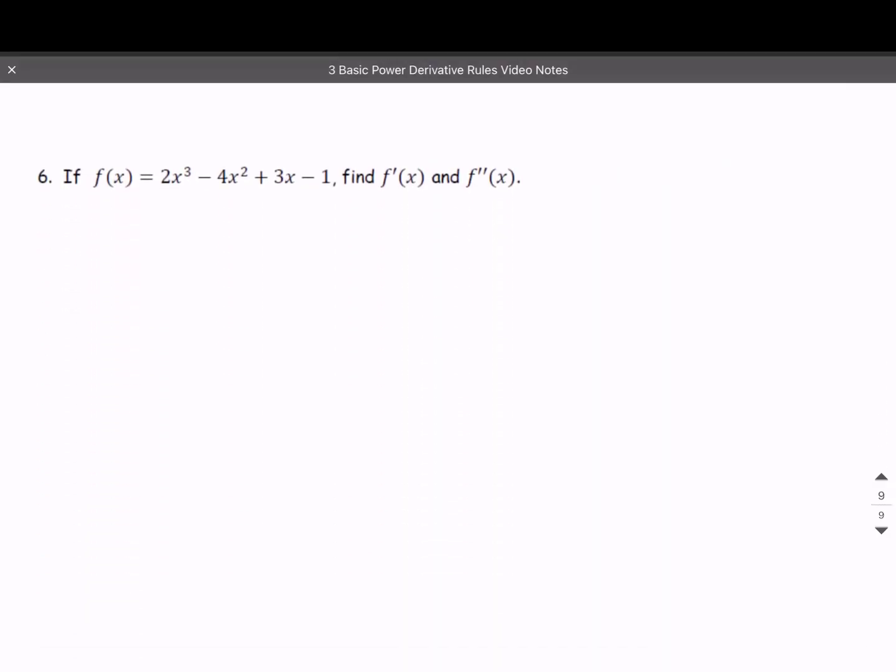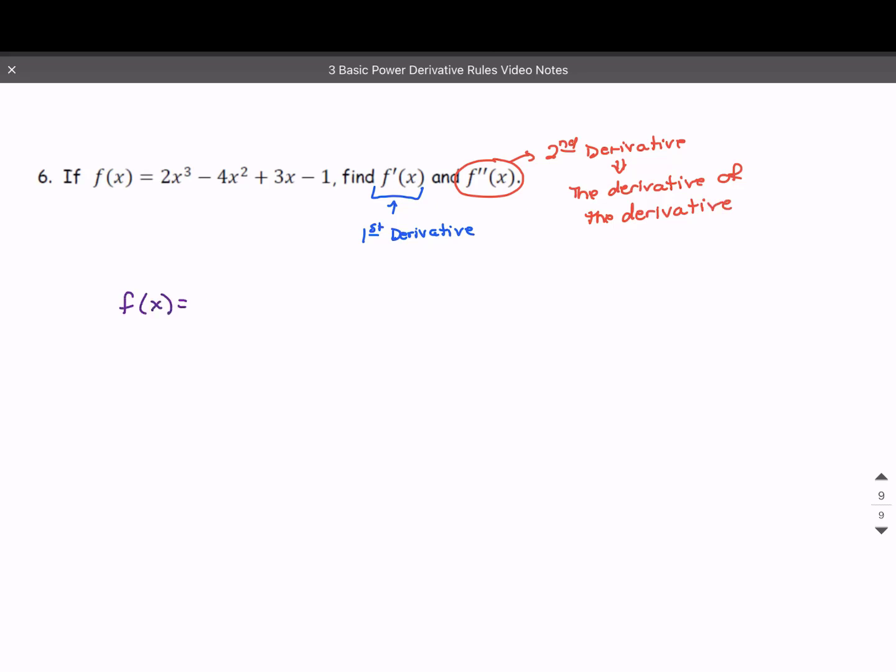If f of x is 2x cubed minus 4x squared plus 3x minus 1, find f prime of x, which is the first derivative, and f double prime of x, which is the second derivative. And do you know how you find that? It's the derivative of the derivative. Let's write this function where I have a little room. f of x is 2x cubed minus 4x squared plus 3x minus 1.